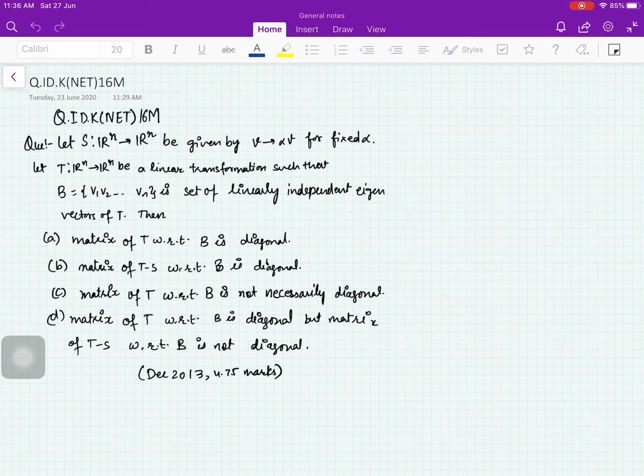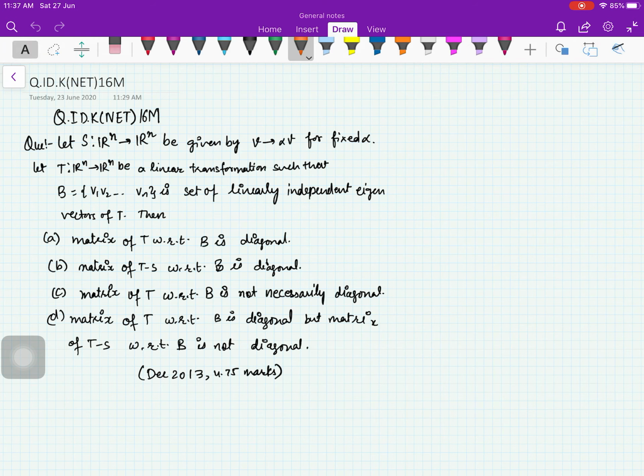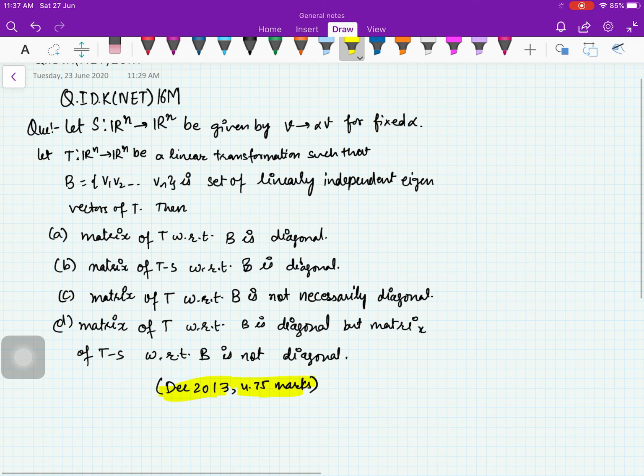Here we have this series of solving previous year's UGC NET questions, and right now we are focusing on linear algebra. So this question was asked in December 2013 and it is of 4.75 marks. So let us look at the statement, then we will solve it. It is based on the linear transformations, more specifically, it is based on the matrix representation of linear transformations. So let us see what the statement is saying.